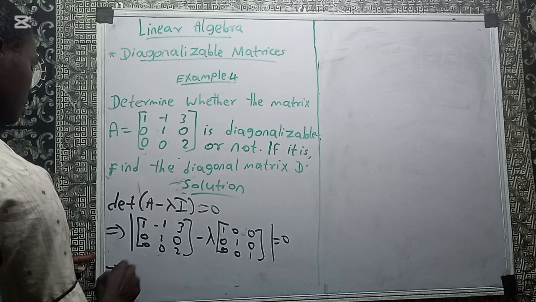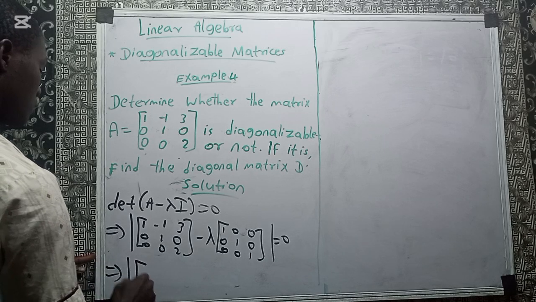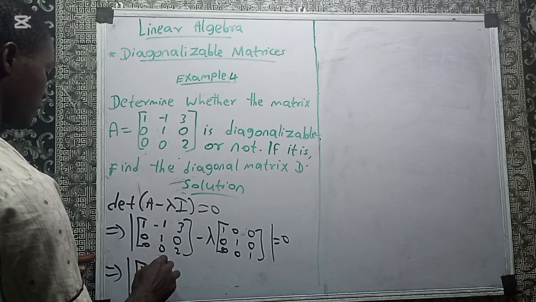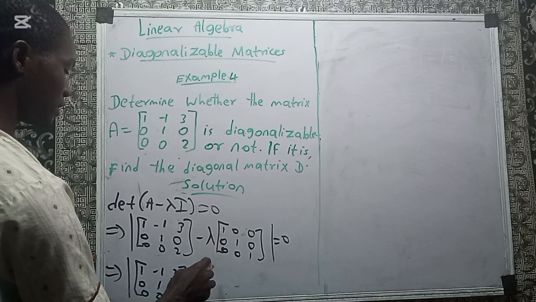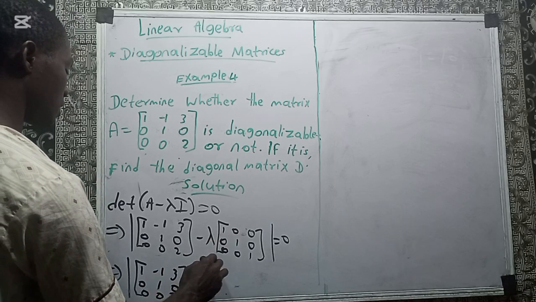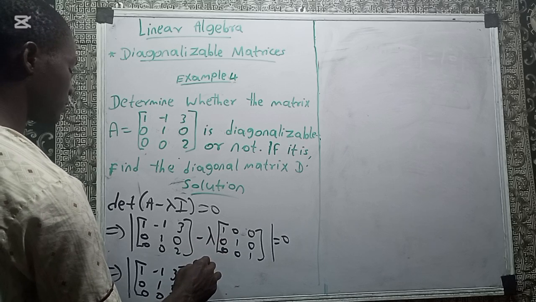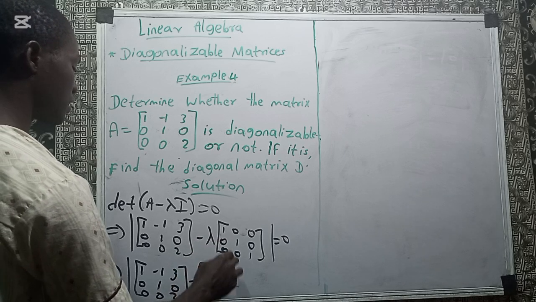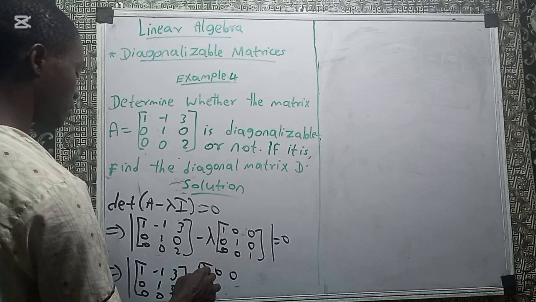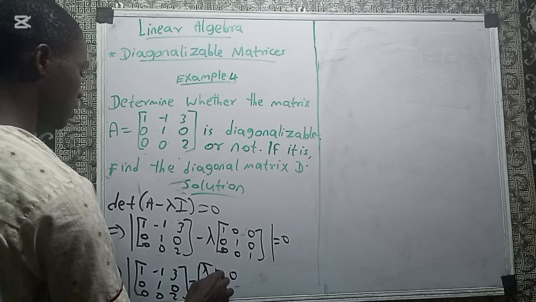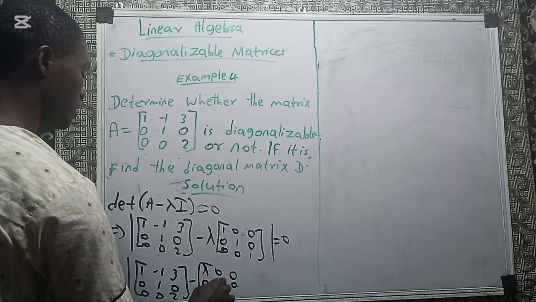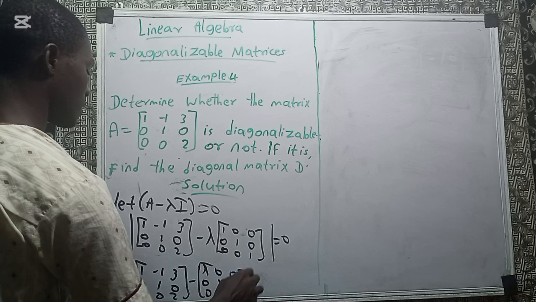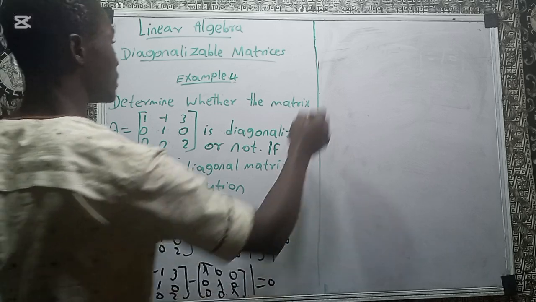So this implies determinant of, to write our matrix A first, minus, let's use this lambda to multiply the identity matrix. So lambda multiplied by 1 is lambda, lambda multiplied by 0 is 0, lambda multiplied by 0 is 0, lambda multiplied by 0 is 0, lambda multiplied by 1 is lambda, lambda multiplied by 0 is 0, lambda multiplied by 0 is 0, lambda multiplied by 0 is 0, lambda multiplied by 1 is lambda. So determinant equated to 0.